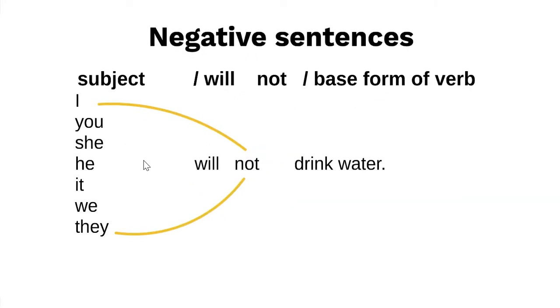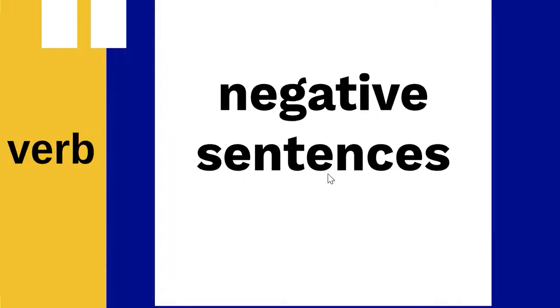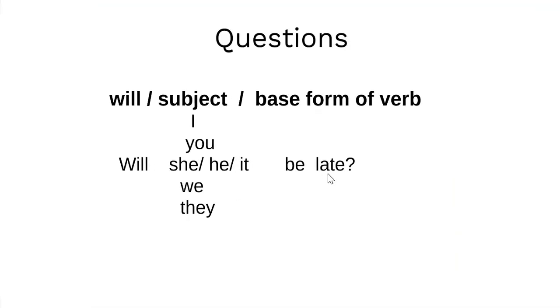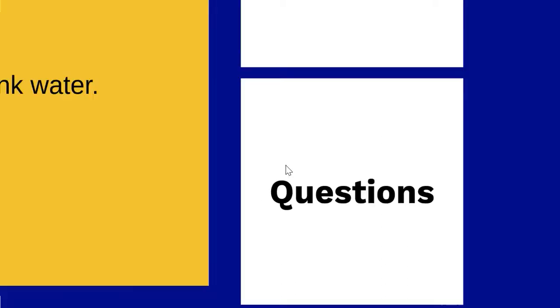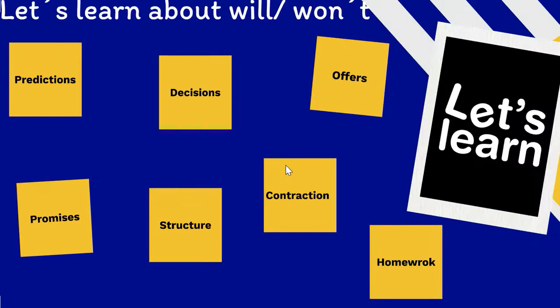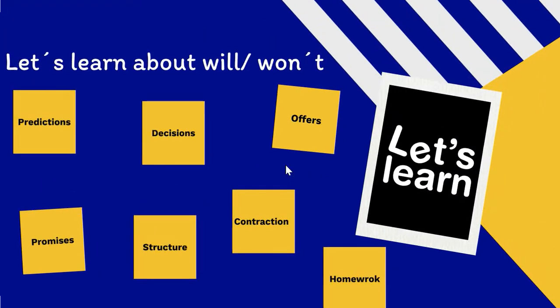Talking about negatives, it's going to be the same, but in this case, remember how we can make negative sentences, only adding the word not, and also the verb in the base form. You don't have to change it. For questions, in this case, just talking about yes/no questions, we only switch will to the first position, then the subject, and also the base form of the verb. Remember, you don't have to change the verb.